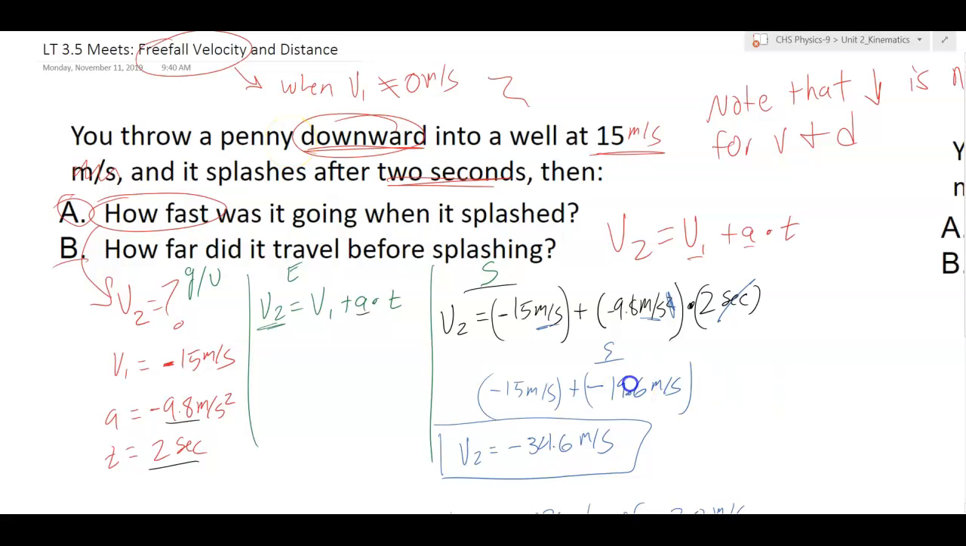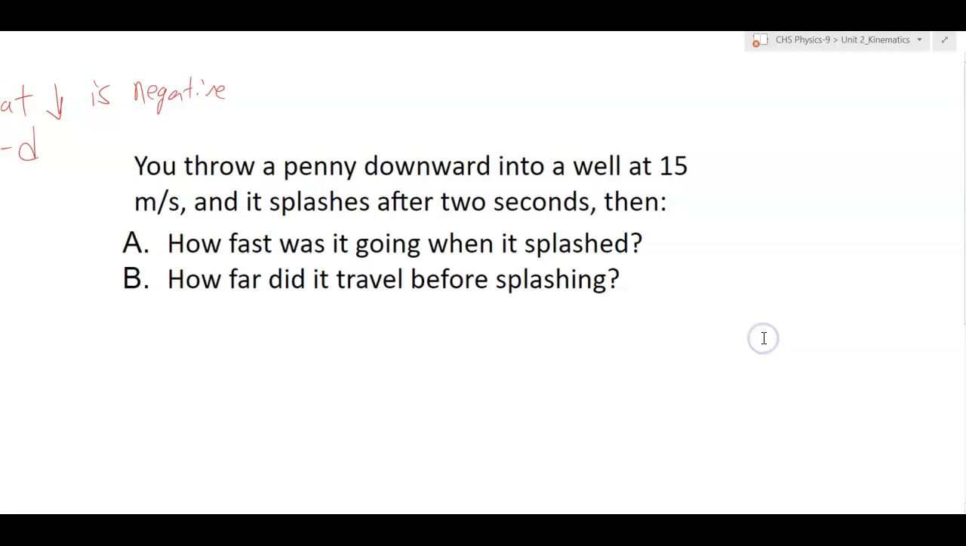I copied and pasted the. Come on, no. I'm trying to move the screen. Oh, there we go.